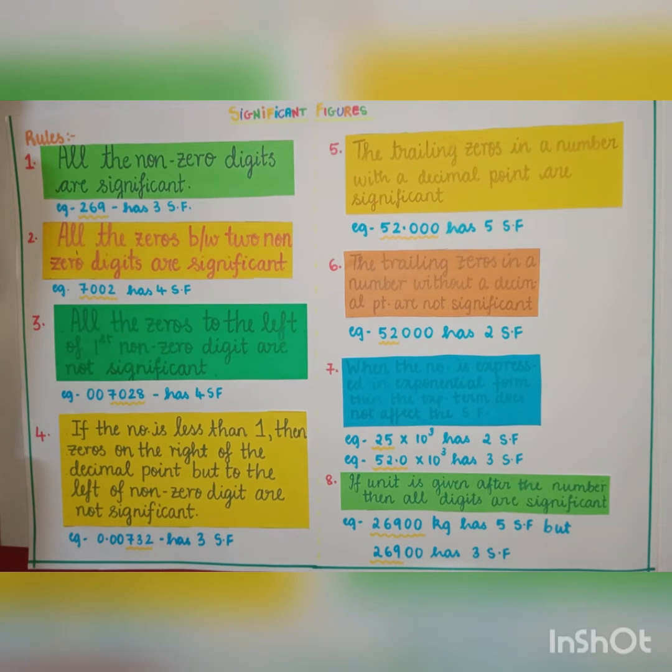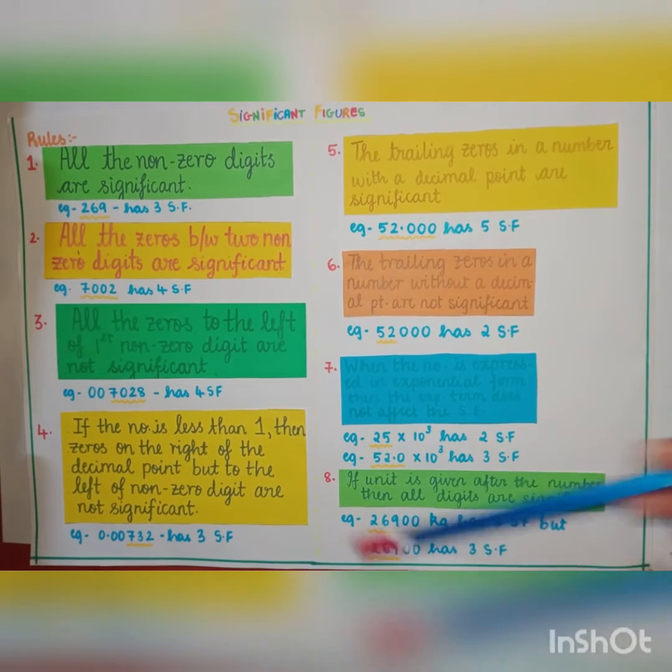And according to rule number 4, the zeros to the left of our non-zero digit but to the right of the decimal point are not significant. Therefore these two zeros will not be counted as significant figures. Therefore overall we can say that this number has only 3 significant figures which are 7, 3 and 2, which are also underlined in yellow. I hope you are clear with all these 4 rules. So I will now move on to rule number 5.